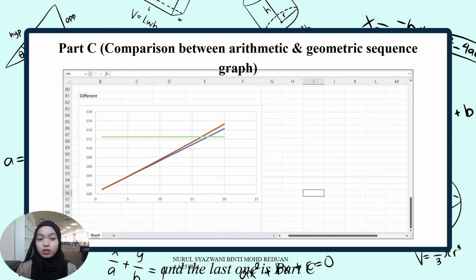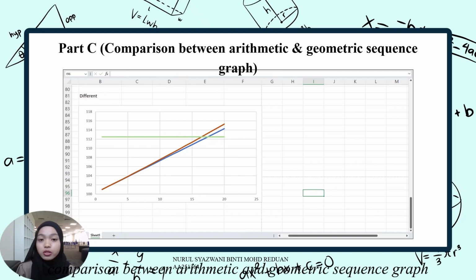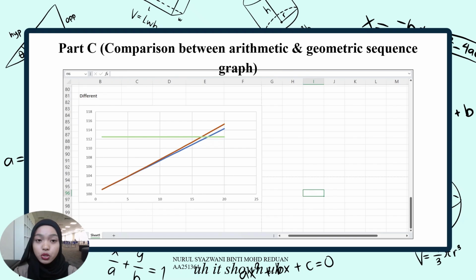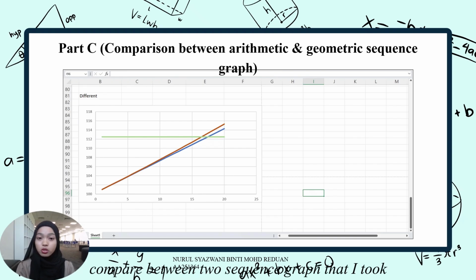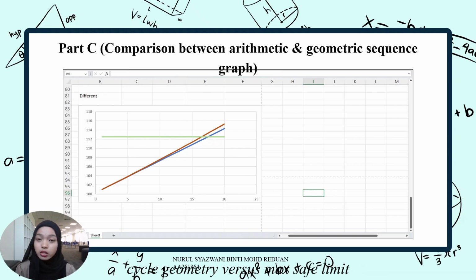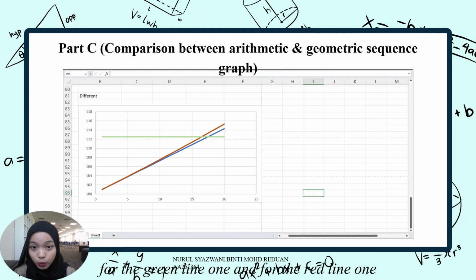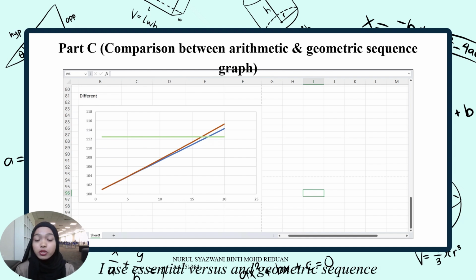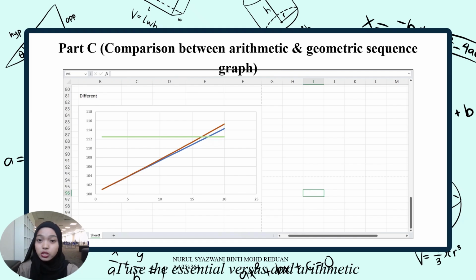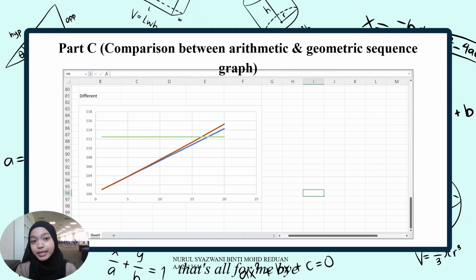And the last one is part C, which is the comparison between the arithmetic and geometric sequence graphs. It shows a comparison between the two sequence graphs. For the green line, I used the maximum safe limit. For the red line, I used the extension versus n for the geometric sequence. And for the blue line, I used the extension versus n for the arithmetic sequence. That's all from me.